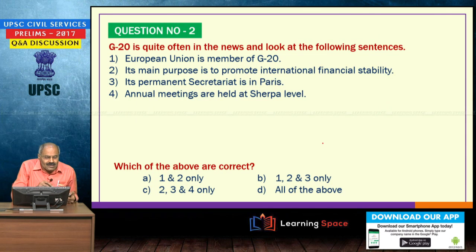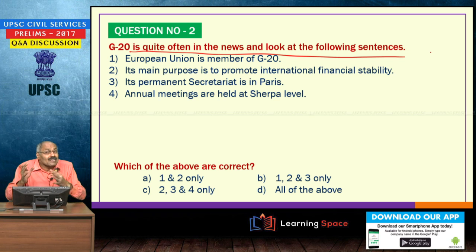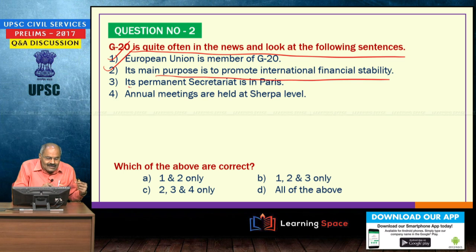Look at the next one. G20 is quite often in the news. G20 has got 19 countries plus the European Union, please understand. So, European Union plus 19 countries, G20, and its main purpose is to promote international financial stability. Very important, international financial stability is the main purpose of G20, and it has got no permanent secretariat. The country which is hosting the summit will look at all the required aspects.